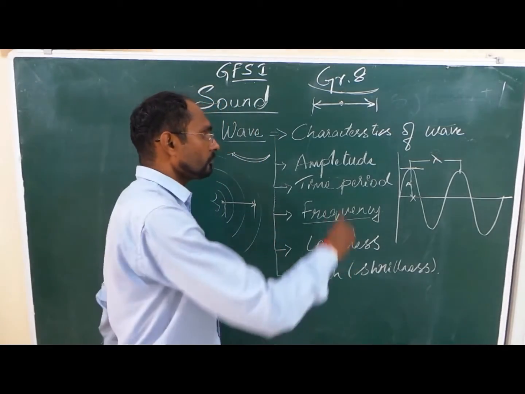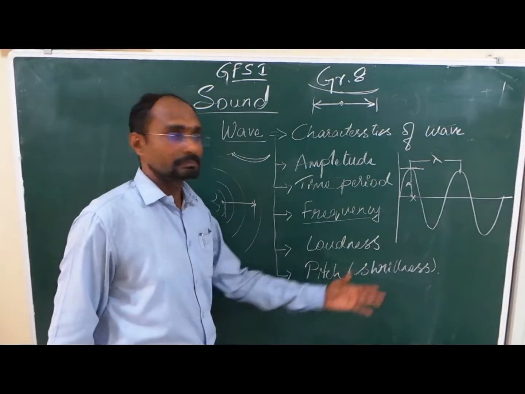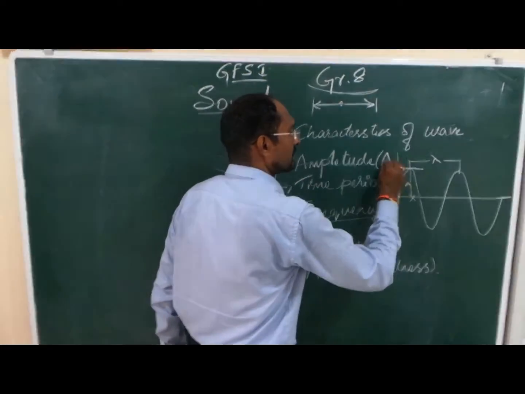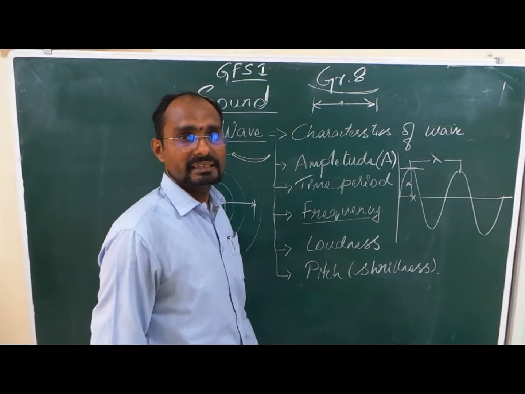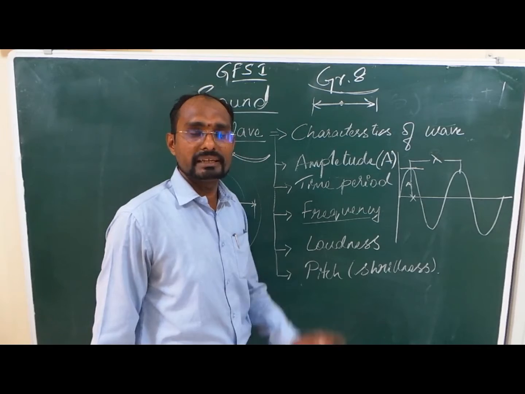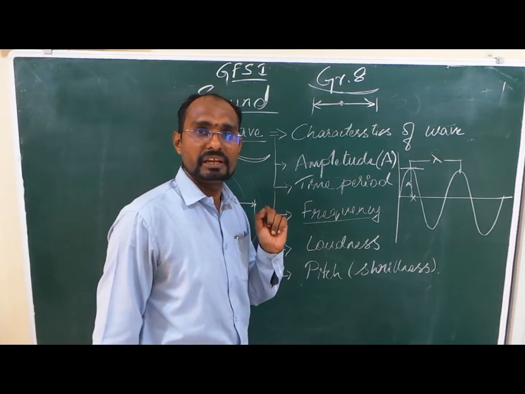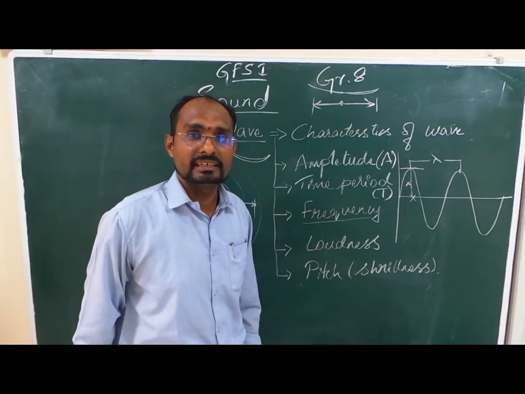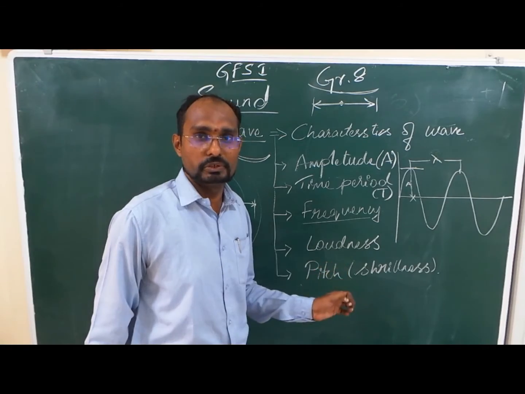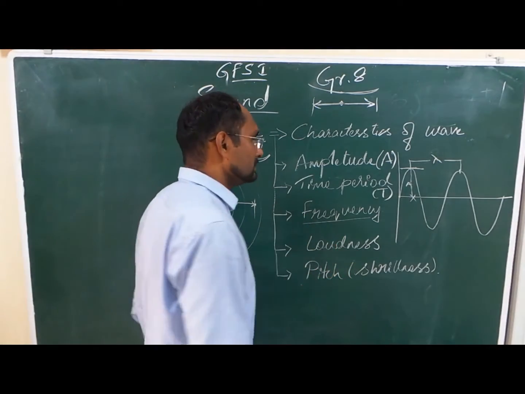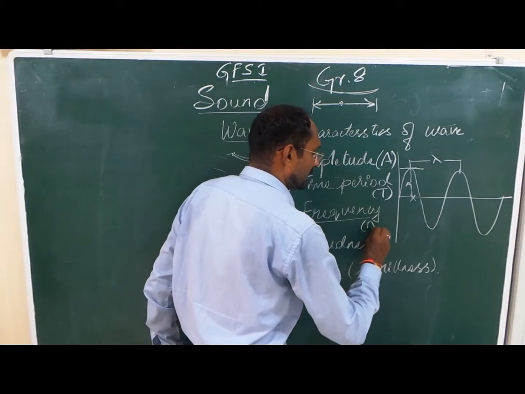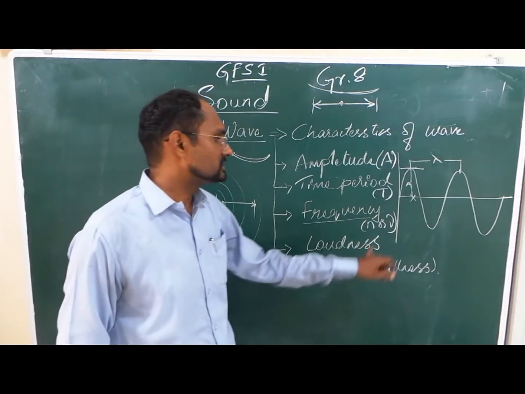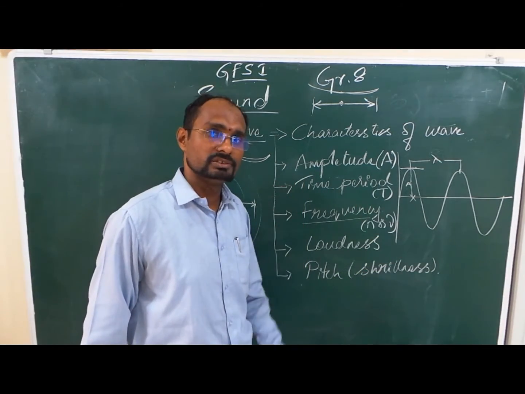So amplitude is the maximum displacement undergone by the particle. It is denoted by the letter capital A. Time period is the time taken for completing one oscillation or one vibration. It is denoted by the letter capital T. Frequency is the number of waves produced in 1 second, and this is denoted by the letter N or the Greek alphabet nu. We can use either of these, either N or nu.